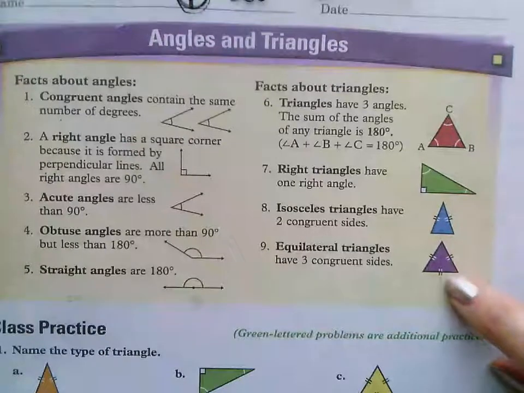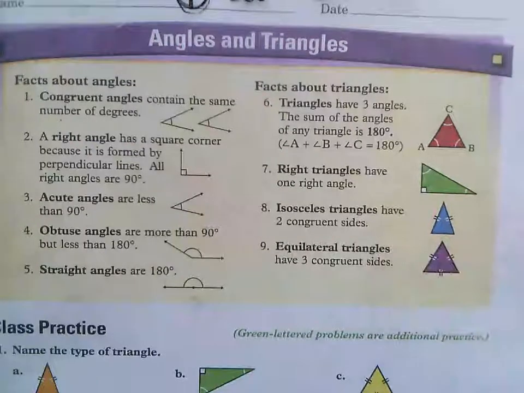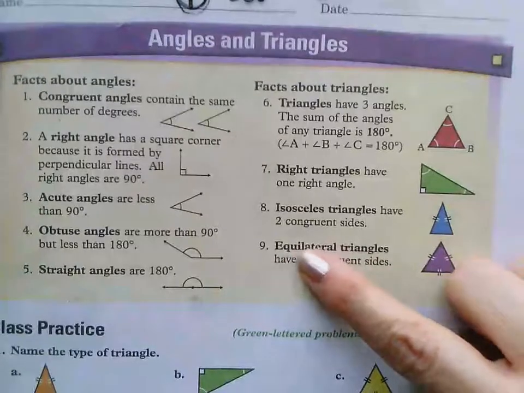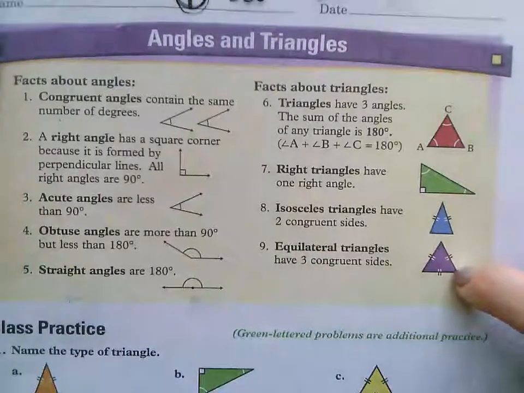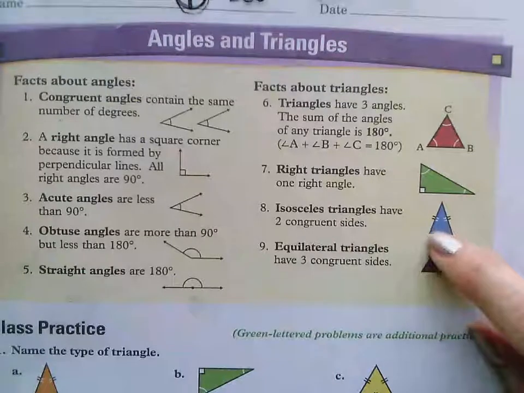And if all 3 sides are the same length, then it's called an equilateral triangle. In fact, lateral, lat has to do with sides. Where do we go? Lateral sides. So equal sides. And notice, look at the angles. If the sides are equal, so are the angles.